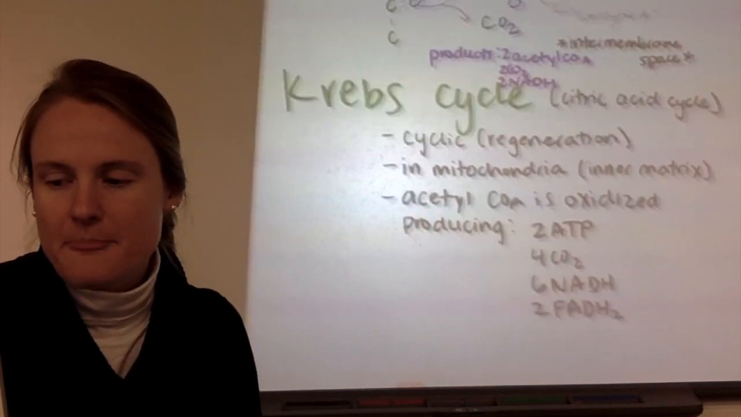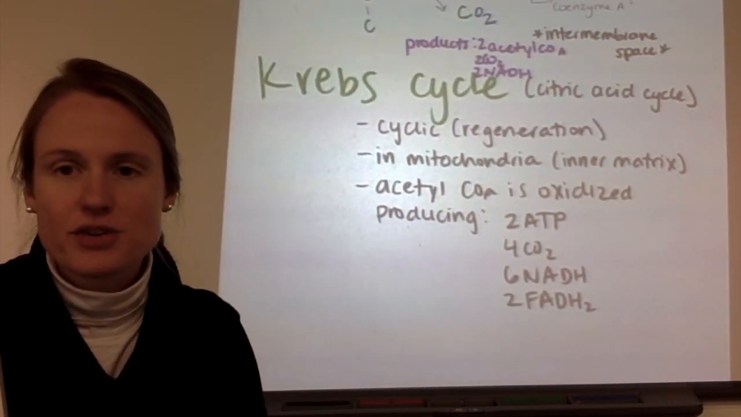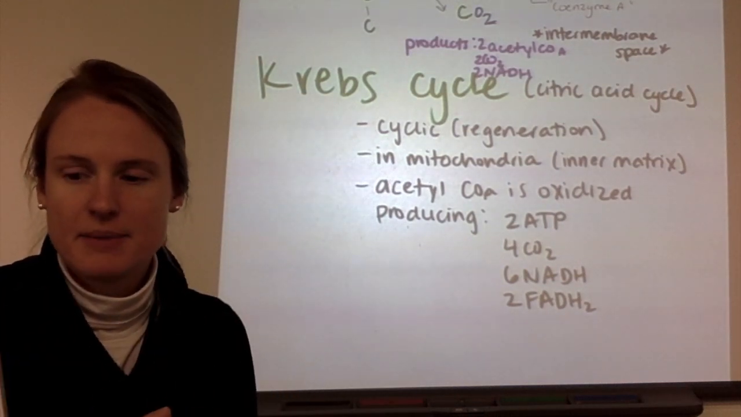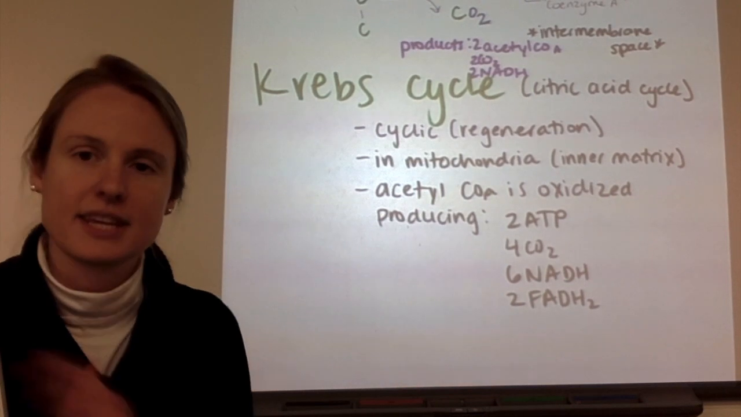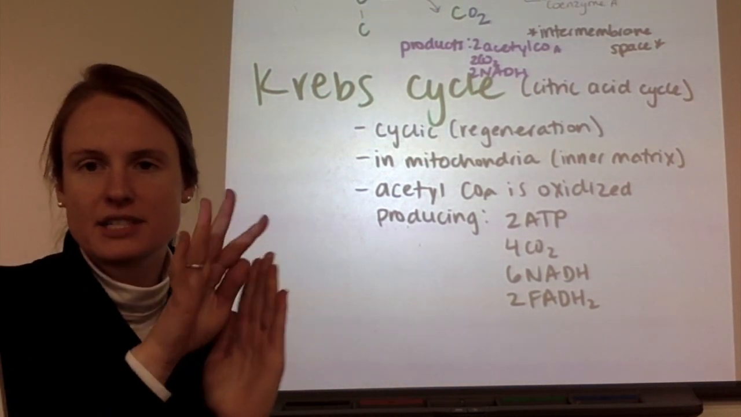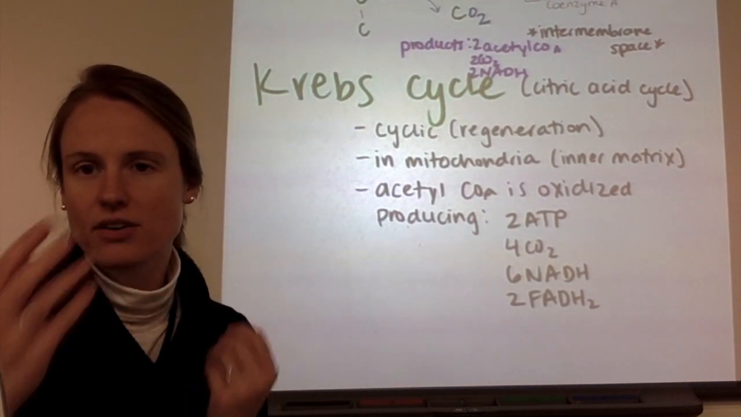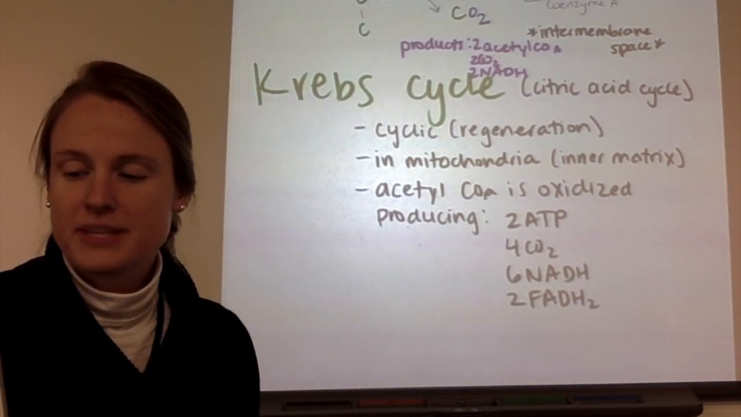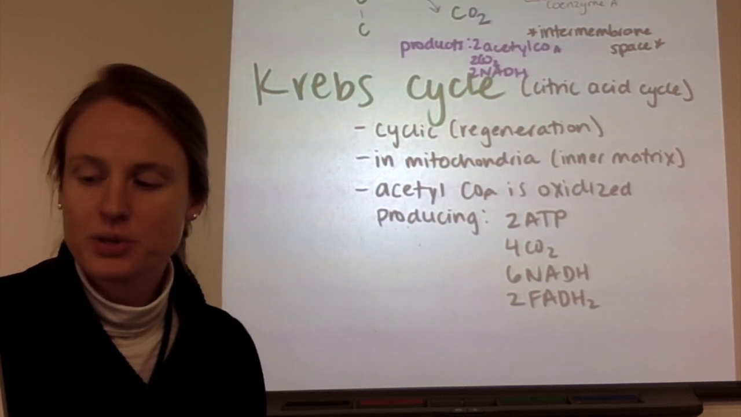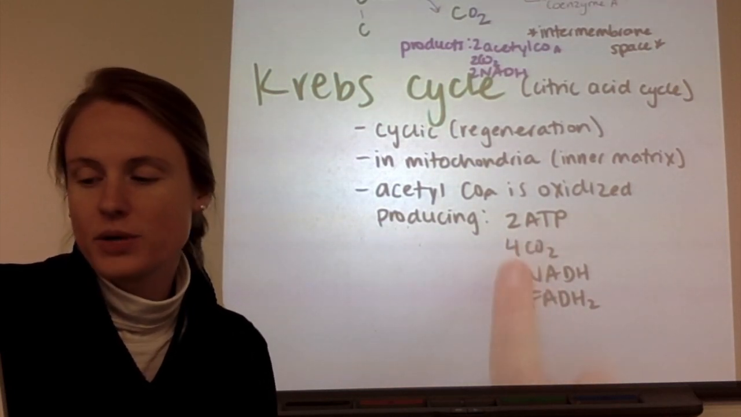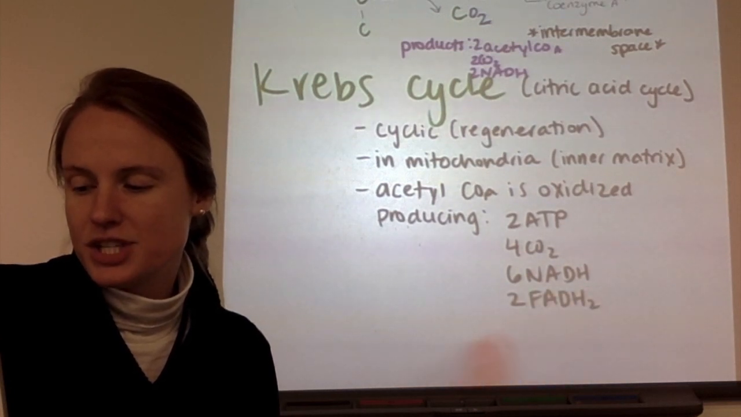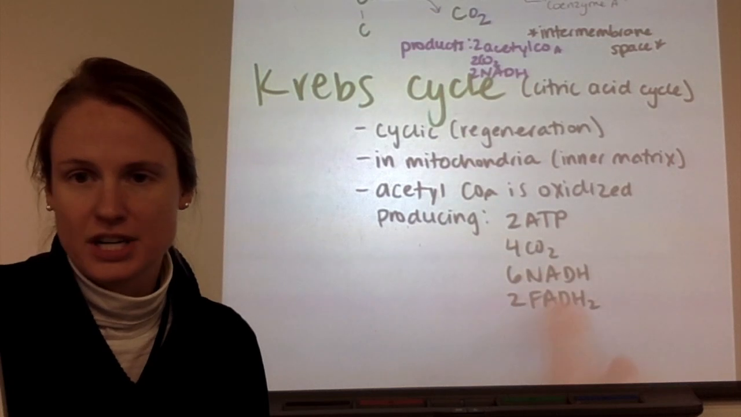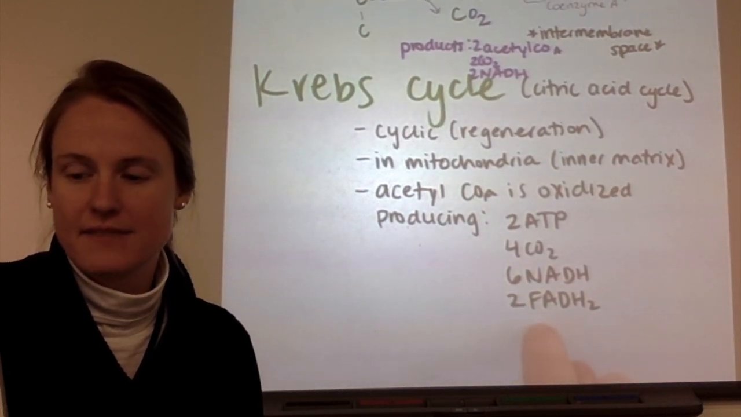The Krebs cycle occurs in the mitochondrial matrix, so within the inner membrane. It's cyclic, meaning there's regeneration that happens, just like the Calvin cycle in photosynthesis. There is a molecule that needs to be regenerated so the cycle can continue to happen. In the Krebs cycle, acetyl-CoA is oxidized, producing 2 ATPs, 4 CO2s, 6 NADHs, and 2 FADH2s. So there's a lot of electron carriers produced in this phase.